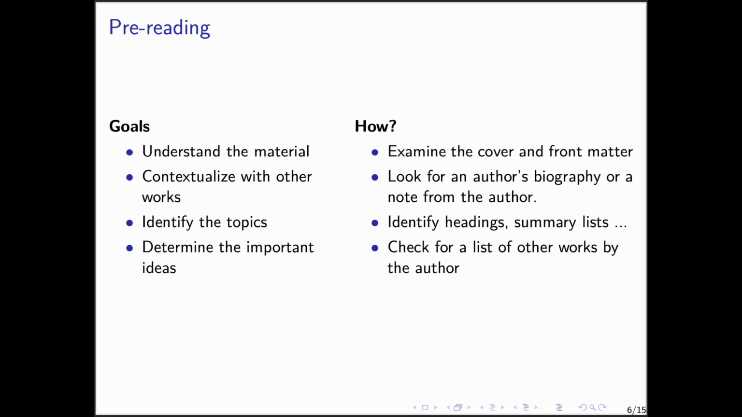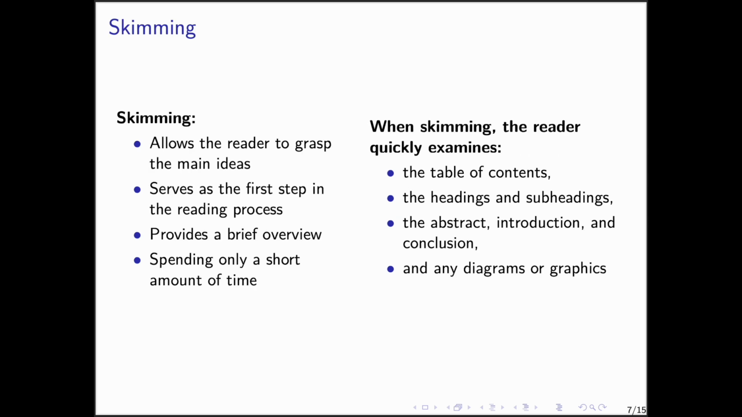The goal of pre-reading is to prepare yourself before reading in detail. When you pre-read, you try to understand the general context of the material, how it relates to other works in your field, and what the main ideas might be. To do this, look at the cover, the table of contents, any headings or notes from the author. Check if there's an introduction, a summary, or a list of other works by the same author. This stage helps you predict what the text will be about and focus on what matters most once you start reading deeply.